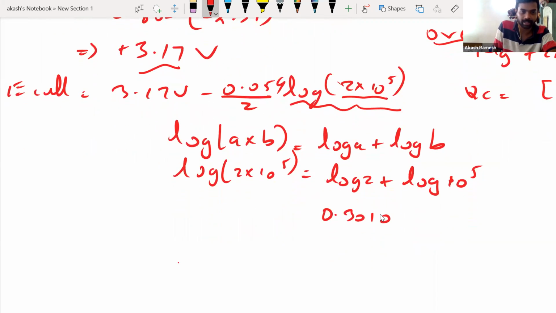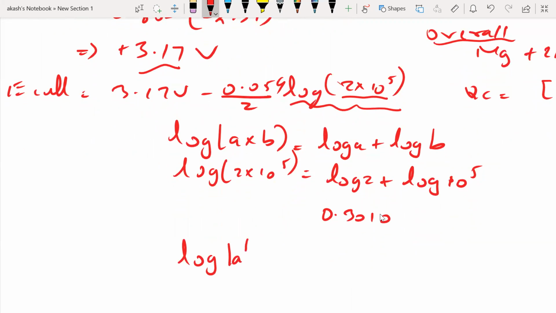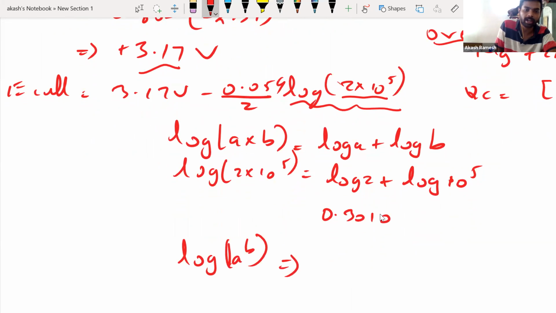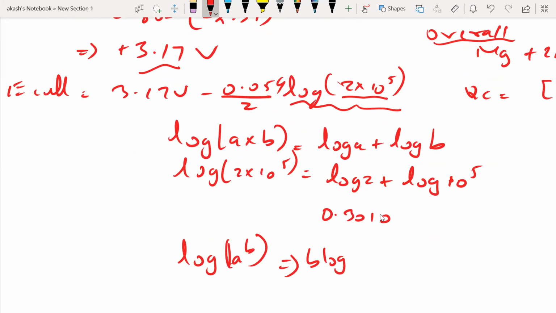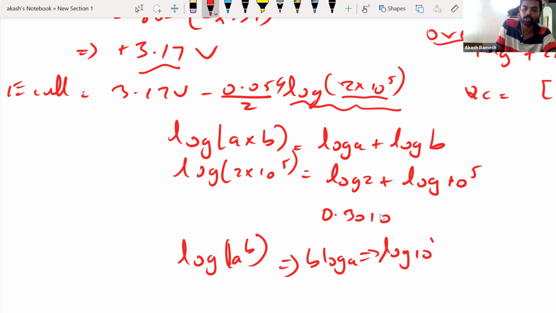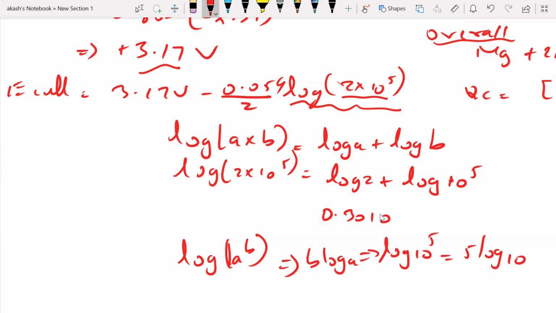Now remember this, guys. Log of A power B, how can I write it? B log A. Absolutely. So can I write log of 10 to the power 5 as 5 log 10? Correct. The power will go here. Log of 10 to the power 5 will become 5 log 10. And what is the log 10 value? 1, right? So the answer is 5 into 1, which is 5.